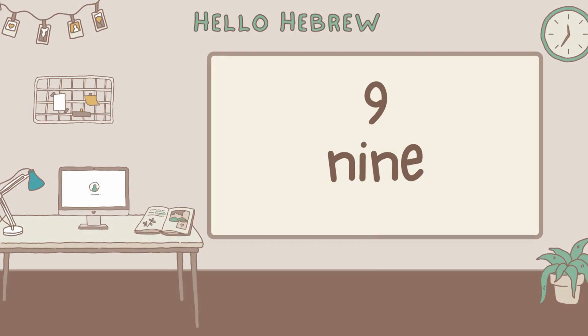Here's how to say it. 9. First, just listen, say. תשע. Now listen, then repeat. Remember to speak aloud. תשע. Say 9. Once again, תשע. Okay.